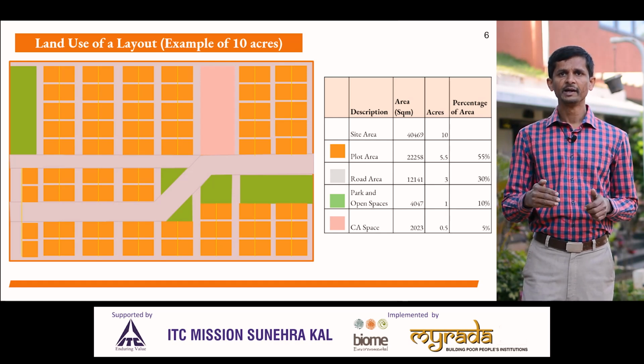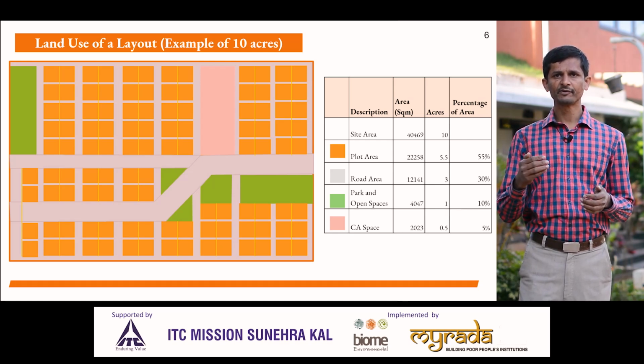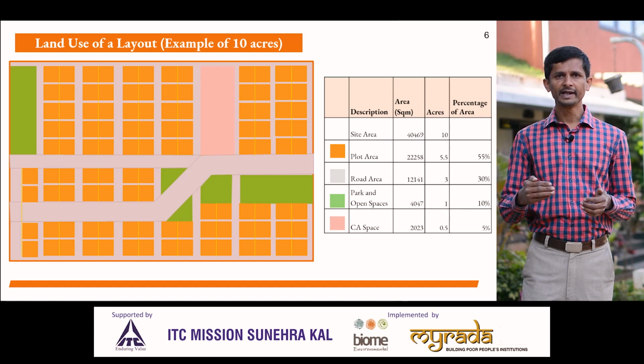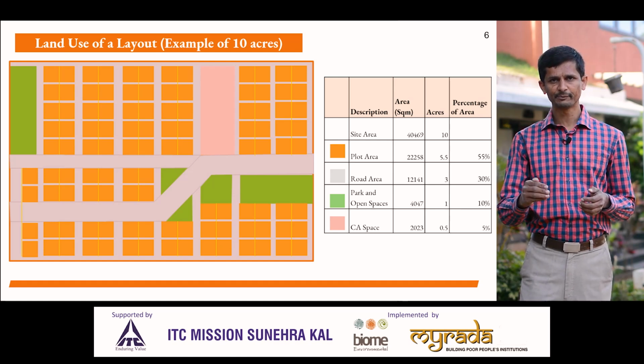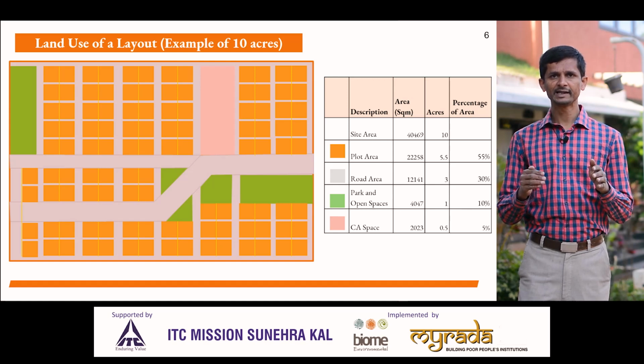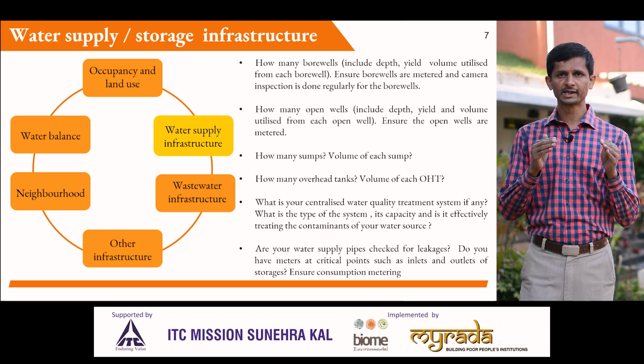If you observe, the major part of the land allocation goes to the plot area, which is about 55%. The road area is around 30%, parks and open space should be minimum 10%, and the civic community area should be minimum 5%. What are your different water supply sources?